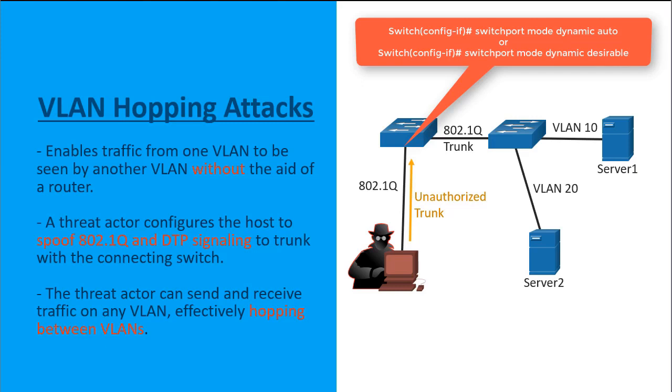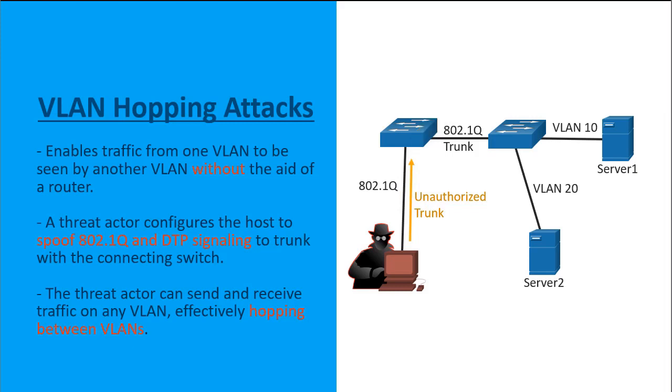The threat actor is going to configure the host to spoof those 802.1q signaling and those DTP messages so that the trunk will form between the host and the switch. With a successful trunk established, they're going to be able to send and receive traffic on any virtual local area network, effectively hopping between any VLANs that they want to connect through.